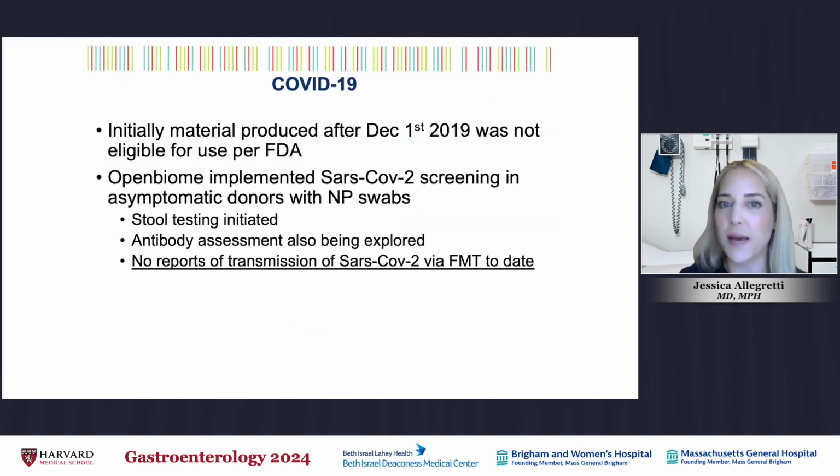So let's talk about the pandemic. As with every aspect in medicine, FMT was affected as well. When the pandemic hit, initially material that was produced after December 1st, 2019 was not eligible for use per the FDA. It had to go into quarantine. At that time, OpenBiome implemented SARS-CoV-2 screening of asymptomatic donors with nasal swabs. Stool testing had to be developed and validated, and that took about the whole of 2022. But now stool is also tested for the virus. That being said, there are no reports of transmission of this virus via FMT to date, although that was an initial concern because we do know that it is shed in the stool.